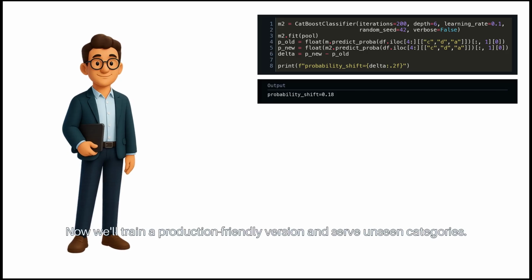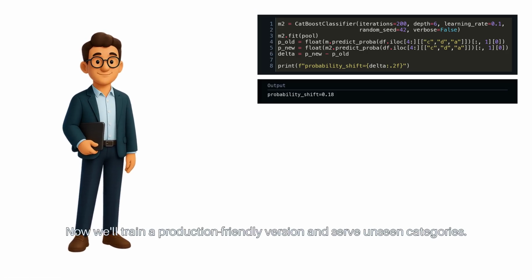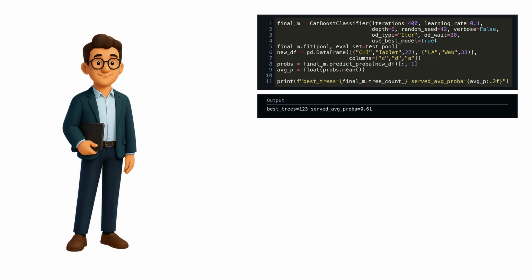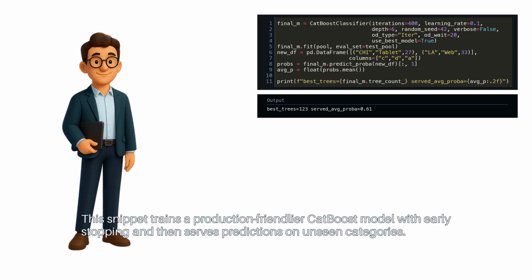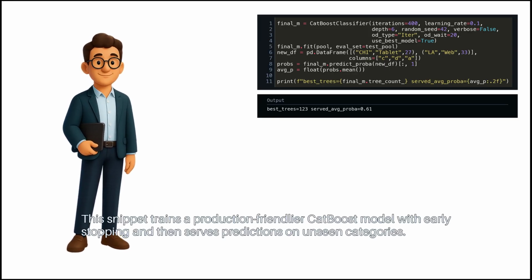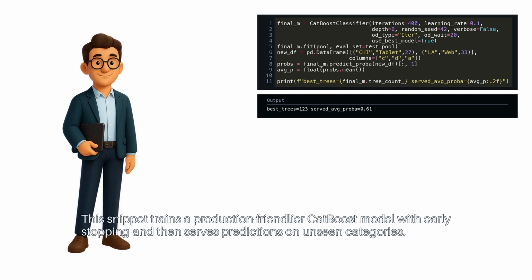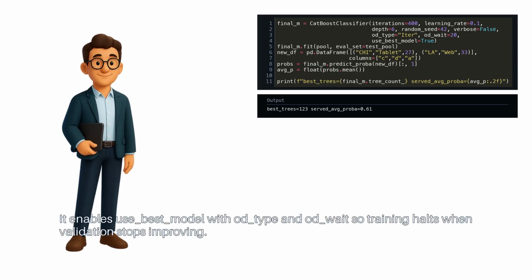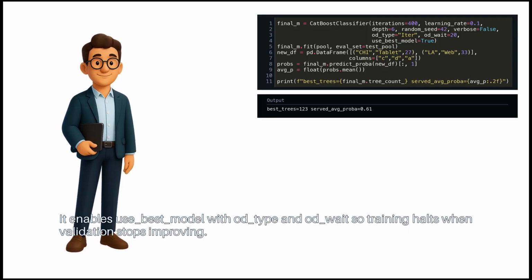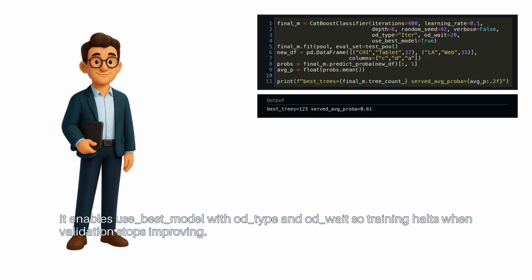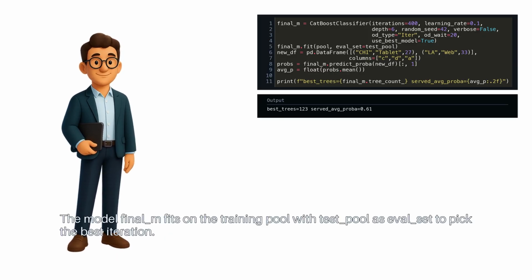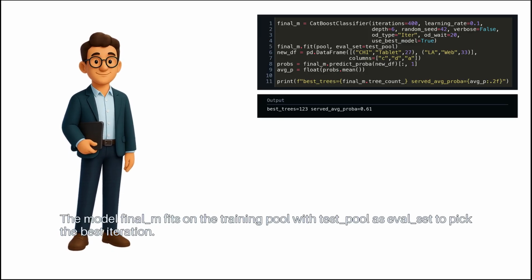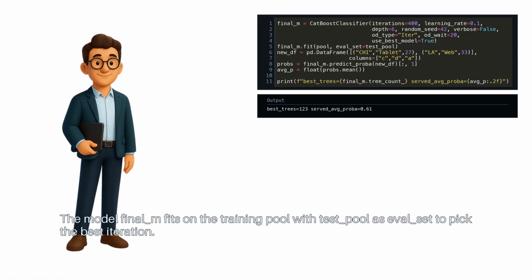Now we'll train a production-friendly version and serve unseen categories. This snippet trains a production-friendlier CatBoost model with early stopping, and then serves predictions on unseen categories. It enables use_best_model with od_type and od_wait, so training halts when validation stops improving. The model final_M fits on the training pool with the test pool as eval set to pick the best iteration.